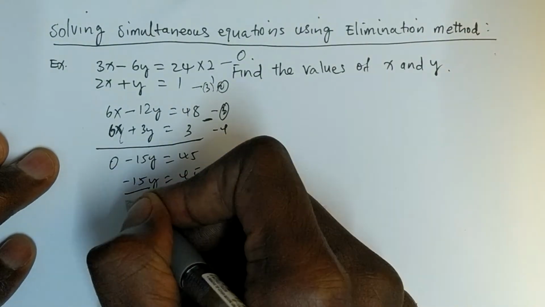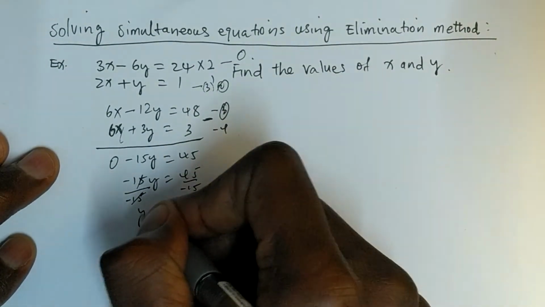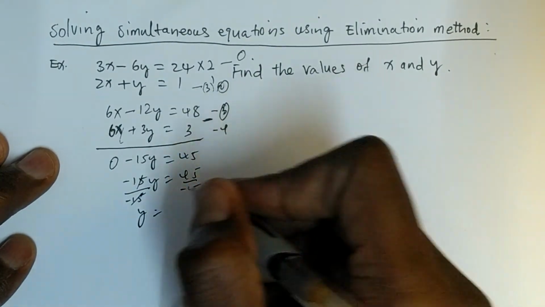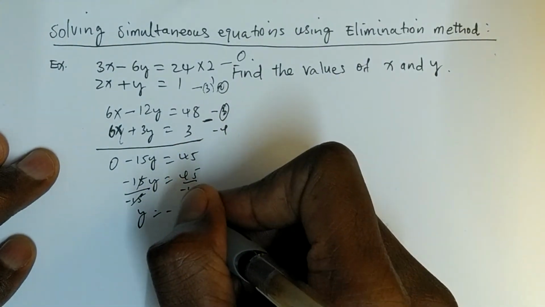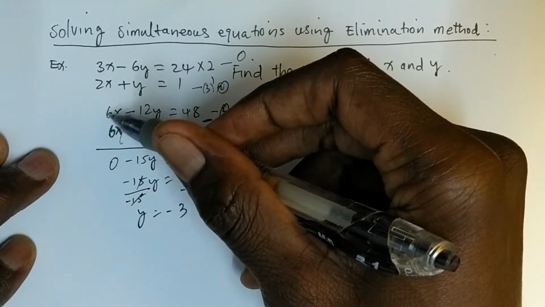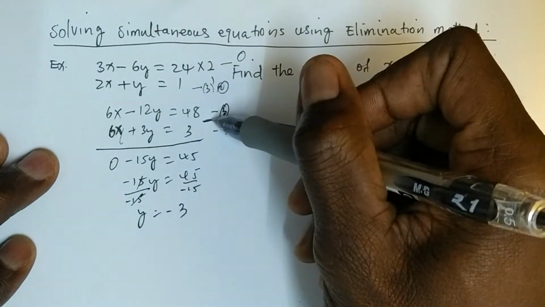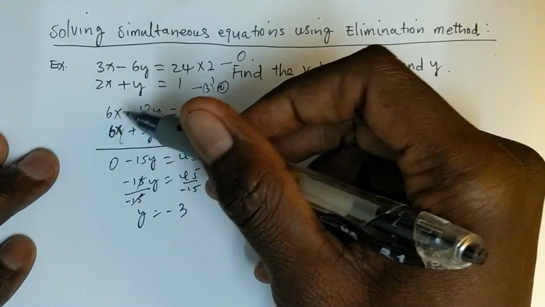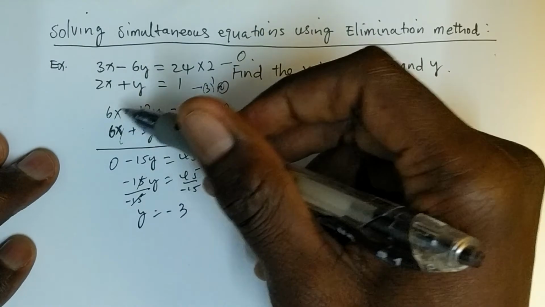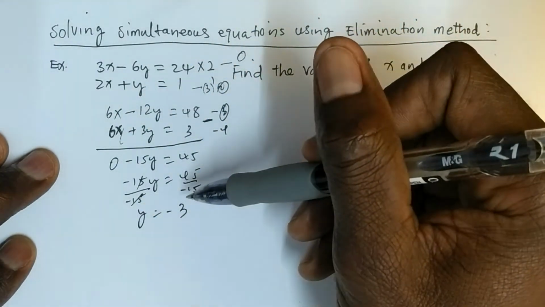You can divide both sides by minus 15. So y equals what? y equals minus 3. So the sign here is very important. If the signs are the same, you subtract the equations like this. If the signs are different, then you have to add the equations. That's very important. So we already get the value of y.